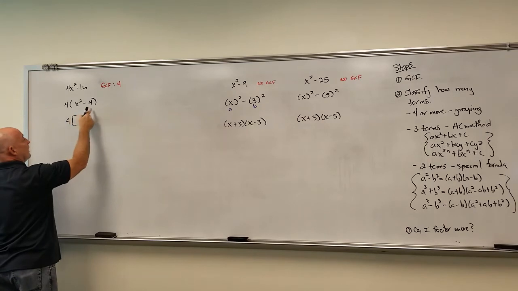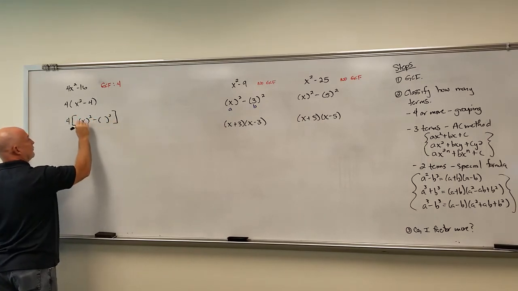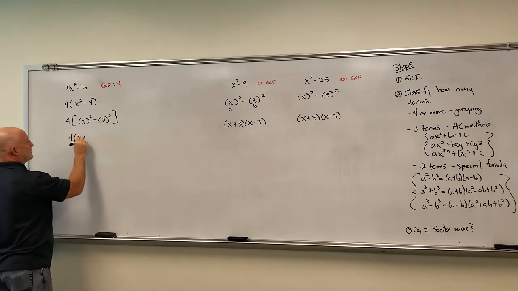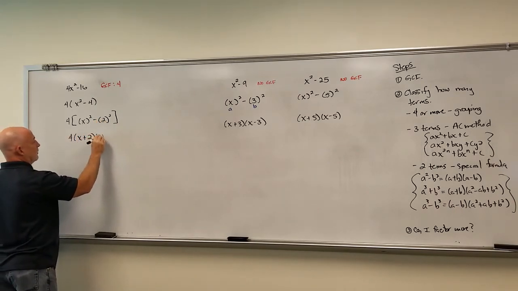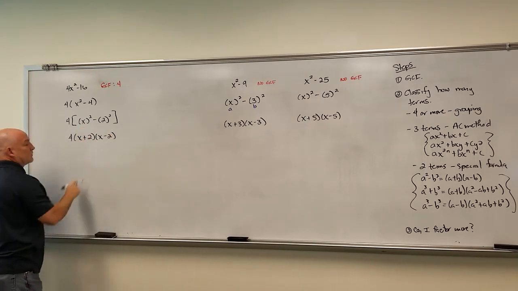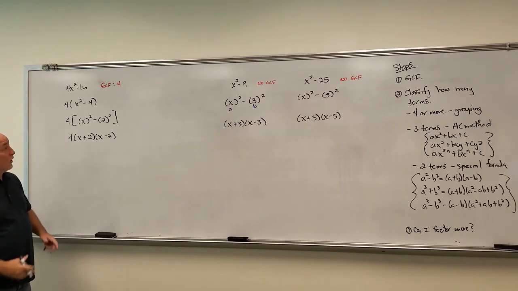Now inside there I have two pieces. That looks like the difference of squares to me. The two things being squared would be an x and a 2. So this factors to 4 times x plus 2, x minus 2, right? A plus b, a minus b. All right, one last check. Can I factor any more? And the answer is no.